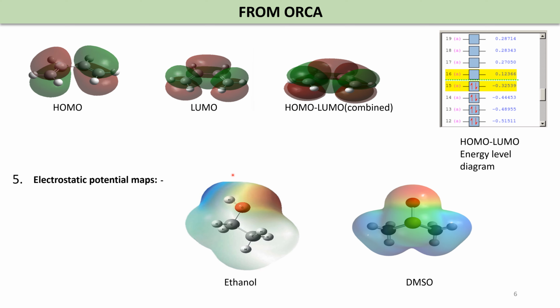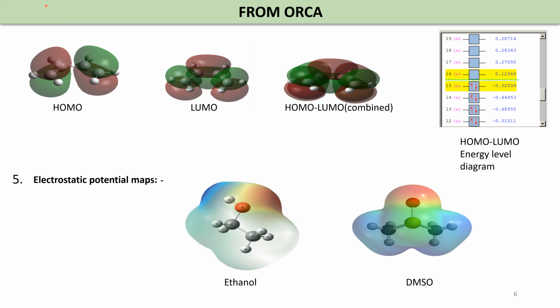And the carbon-hydrogen bonds in the methyl group are relatively non-polar, meaning that electron density is more evenly distributed. This region appears green in the ESP map, indicating neutral.